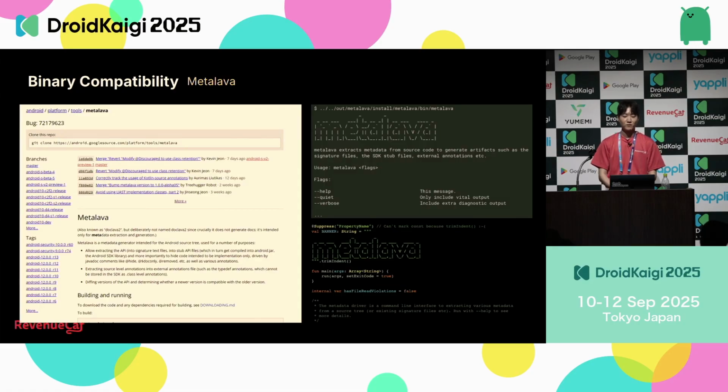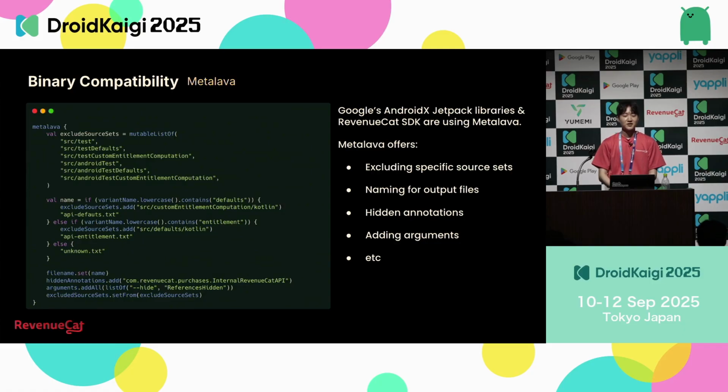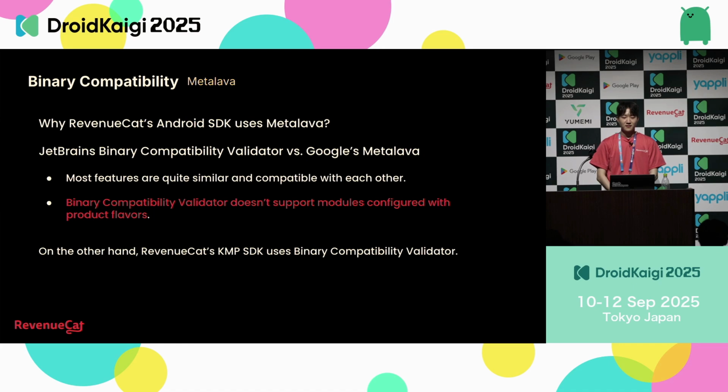And there's another tool for checking binary compatibilities called Metalava, which is built by Google. Metalava is used by most of Google's Jetpack libraries and the RevenueCat SDK as well. It works very similar to the binary compatibility validator, such as excluding specific sources and naming output files, and so on. And then, why does RevenueCat use Metalava?